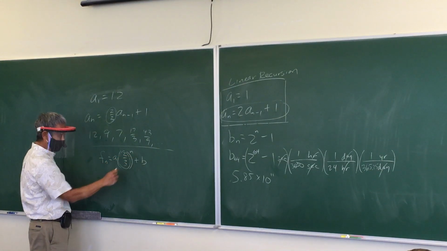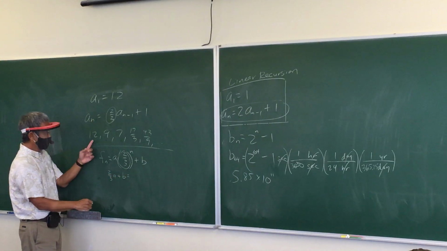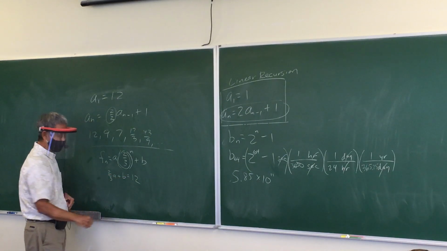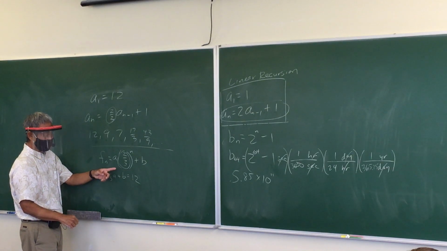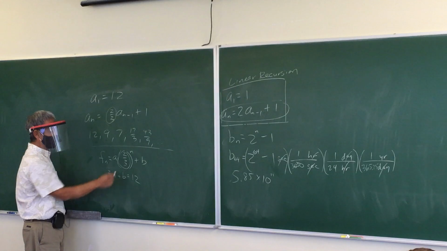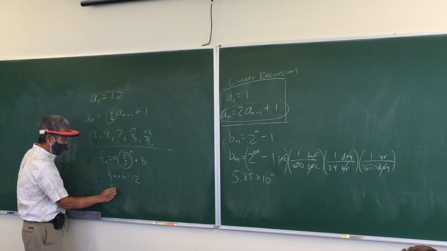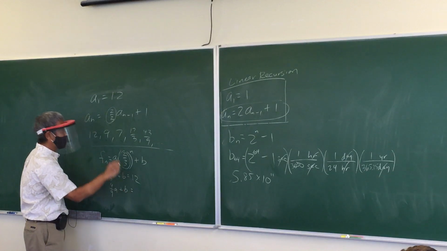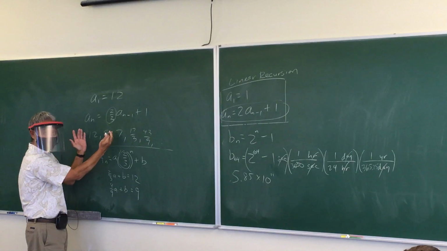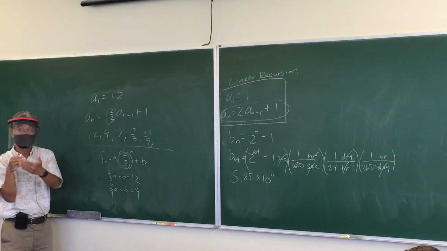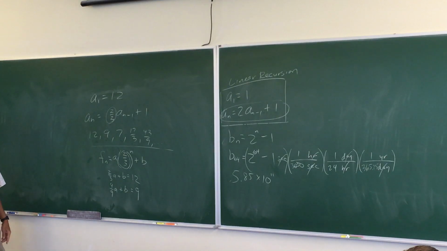Plug in 1 for n. 2/3 A plus B, that has to equal the first term. Now plug in 2 for n. You gotta deal with fractions. 2/3 to the second power, 4/9 A plus B, that has to equal the second term. Thank goodness I don't need those. Yeah, you really only need the first two terms if you recognize it as linear recursion. Now, can you solve these two equations, two variables?